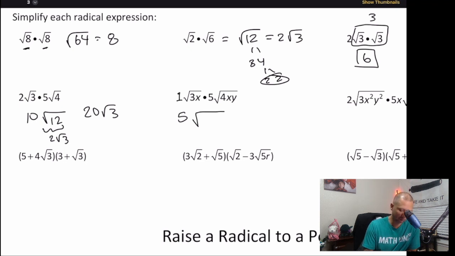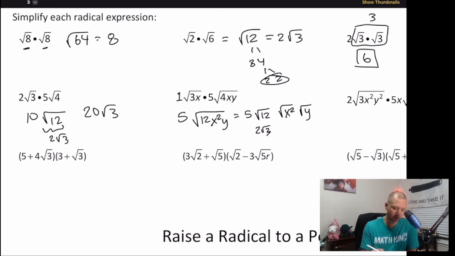Inside the square root, 3 times 4 is 12. x times x is x squared, and then y. Okay, another interesting property is that when you have multiple things being multiplied inside of a square root, we can split the square root up. What am I saying? I'm saying the square root of 12, the square root of x squared, square root of y. All right, 12, we've already seen, that's going to be 2 root 3.